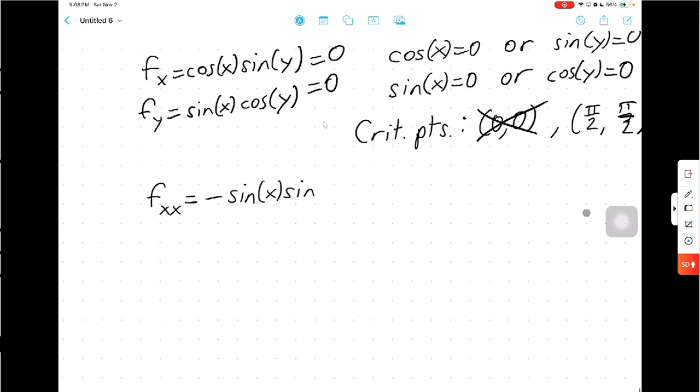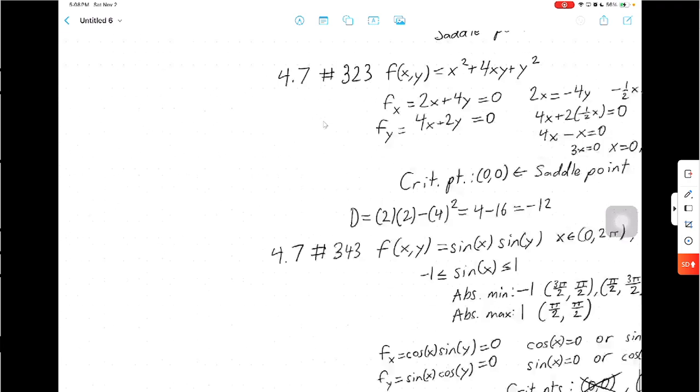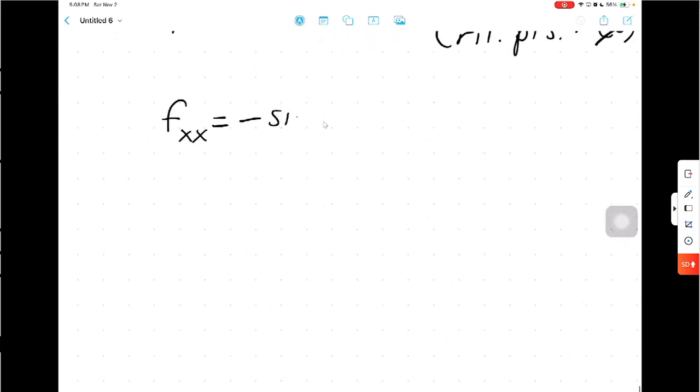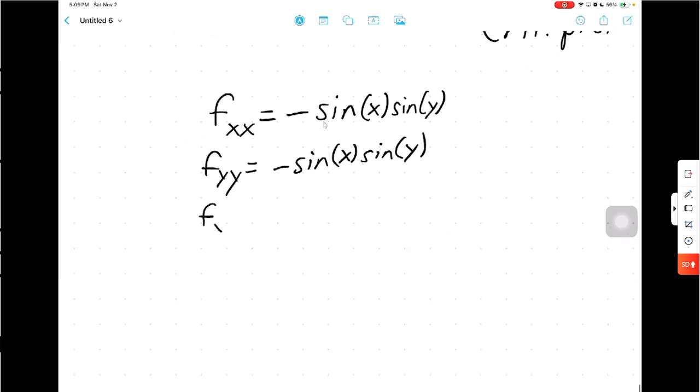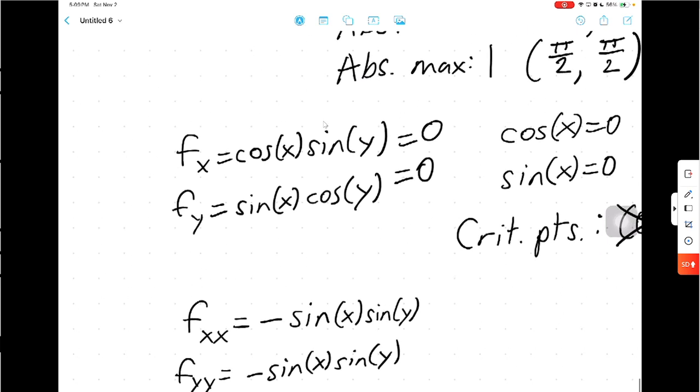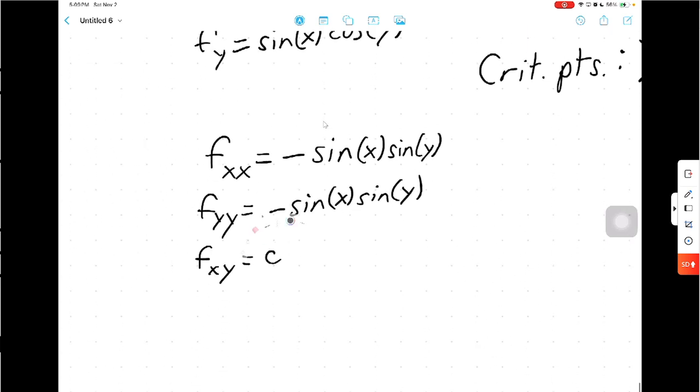Fxx is negative sine x sine of y. Fyy is going to be equal to also negative sine x sine y. And then our fxy is equal to cosine of x cosine of y.